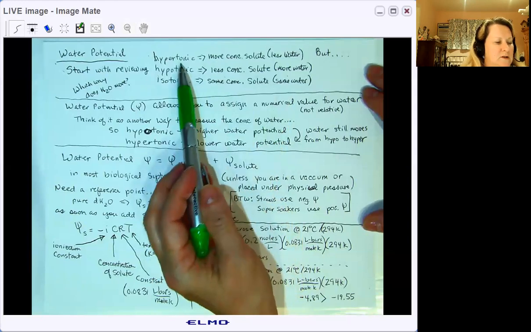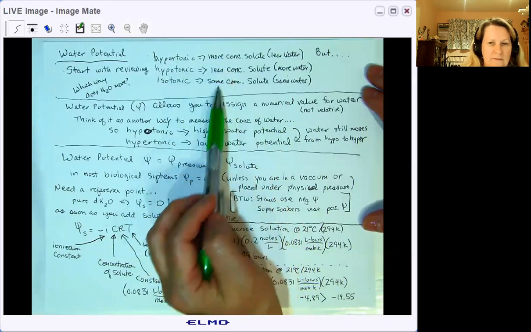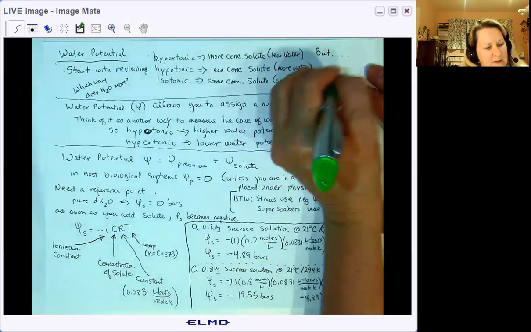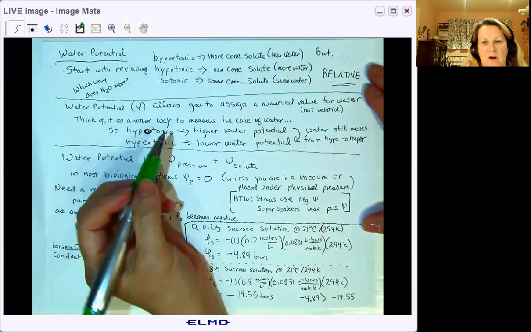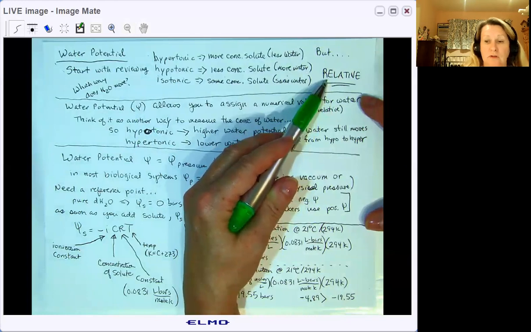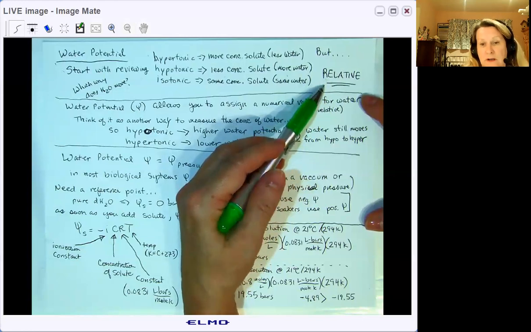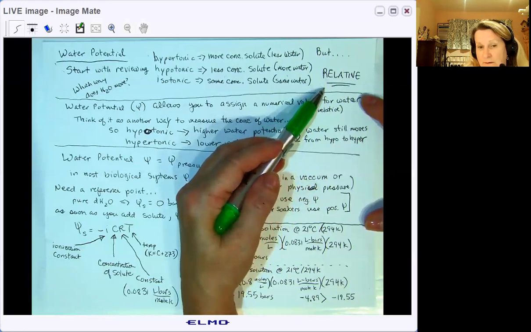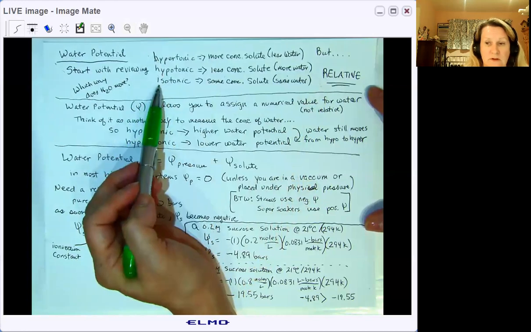So most kids hopefully will at least be exposed to these terms in ninth grade bio. And it's great if they know this, but there's a problem with these terms. The problem is that all three of these terms are relative terms. My cup of coffee might be hypotonic to your cup of coffee if you put more sugar in your coffee than I do. Or my cup of coffee might be hypertonic to a glass of water. So do you see what the problem is? Hypertonic, hypotonic, isotonic? They're good terms, but they're relative.